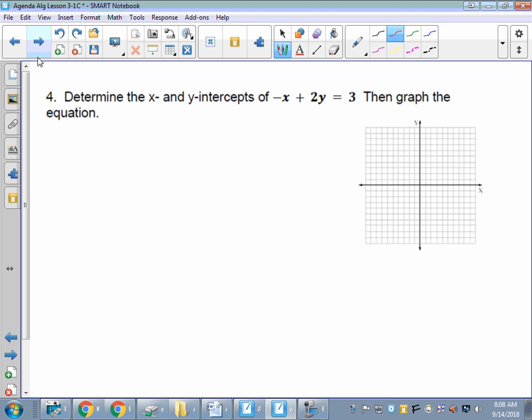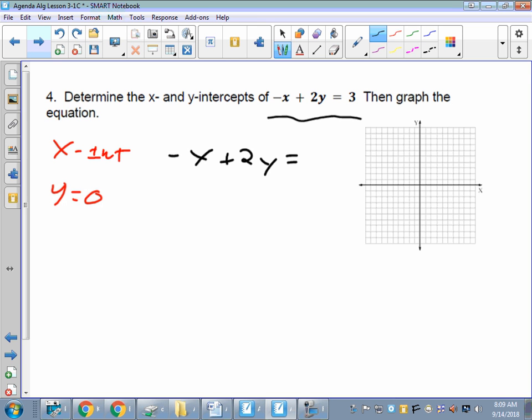So for the x-intercept, remember, I want to make it so y is equal to 0 here. What's that going to be? All right, so I'm going to use this equation, negative x plus 2y equals 3. Okay, and I'm going to substitute a 0 in for y. So 0 goes in for y here. We know that this is going to be eliminated. 2 times 0 is 0. So I'm going to have negative x equals 3.